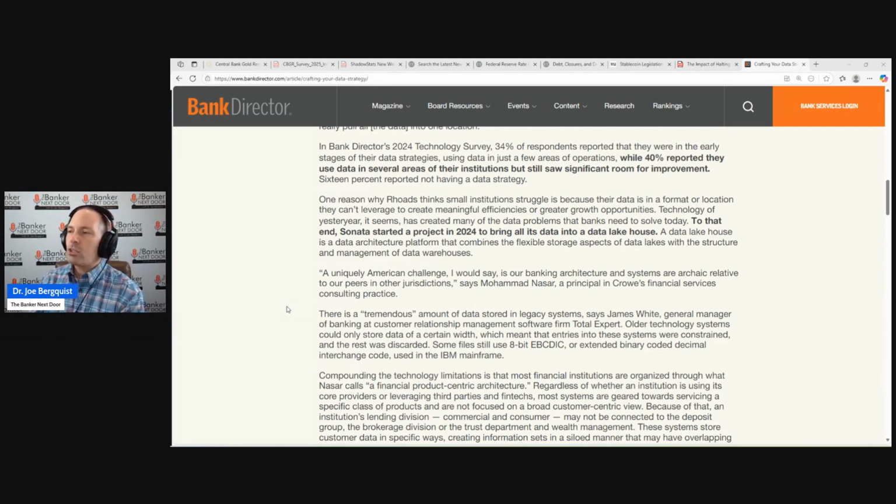To that end, Sonata started a project in 2024 to bring all its data into a data lakehouse. A data lakehouse is a data architecture platform that combines the flexible storage aspects of data lakes with the structure and management of a data warehouse.